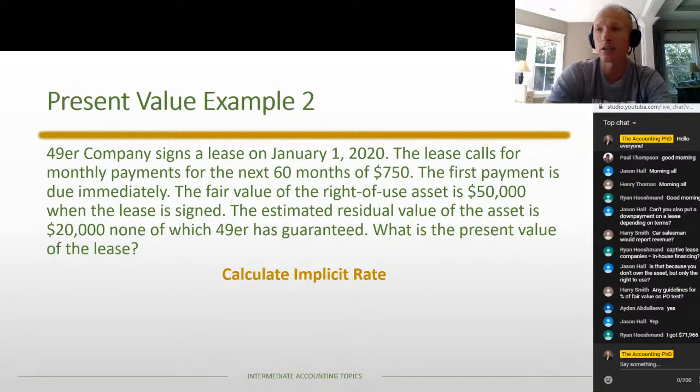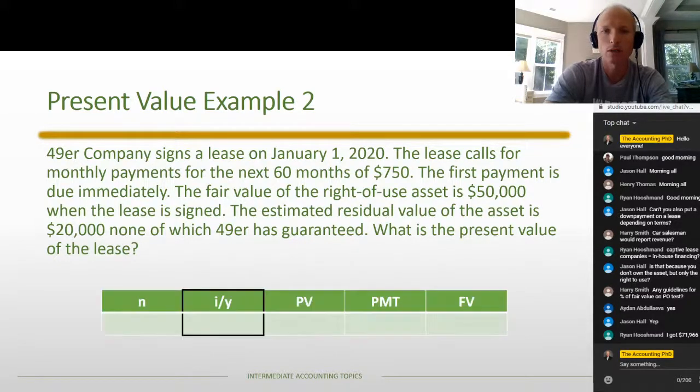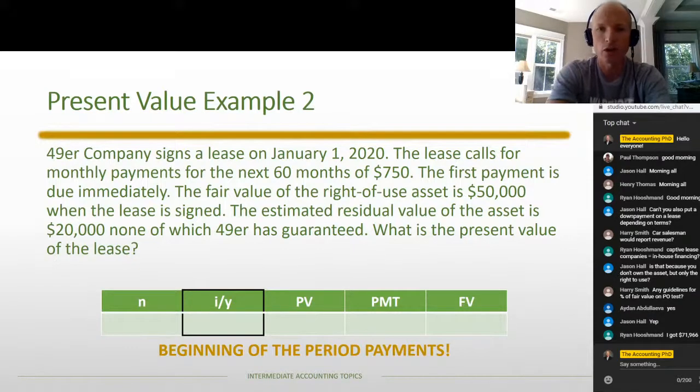Again, we need to calculate the implicit rate first. So we're going to be solving for the I/Y. So let's lay things out here. Now, there is a little difference though, in that it says that the first payment is due immediately. So this is a beginning of the period payment situation. Now the nice thing is you can tell your calculator that you're in that situation.